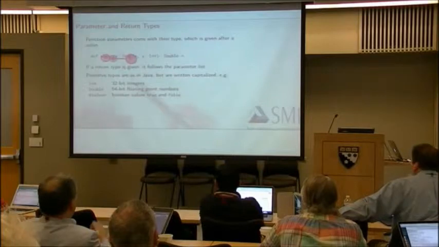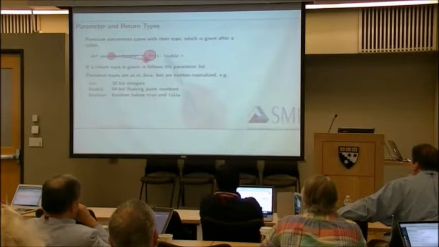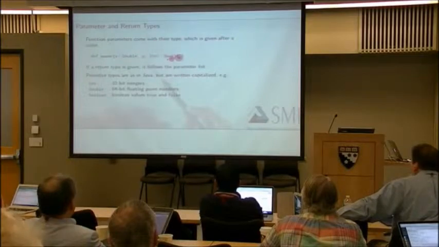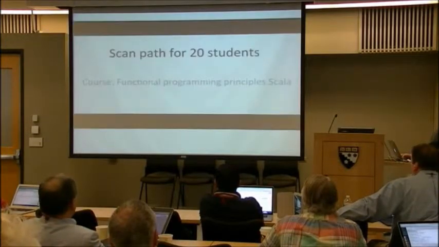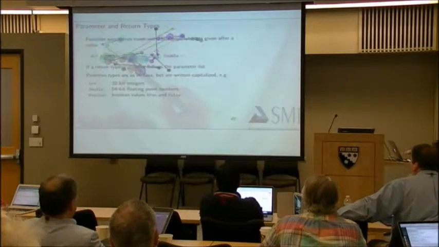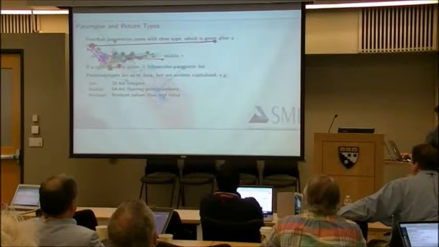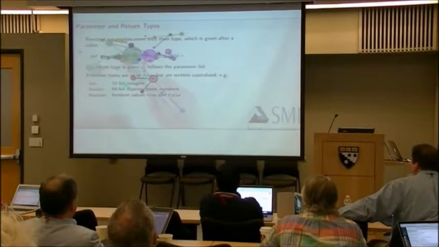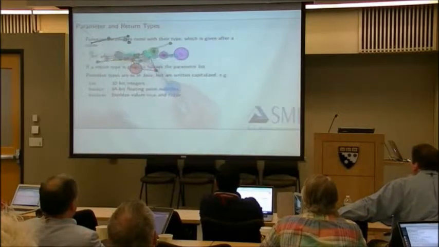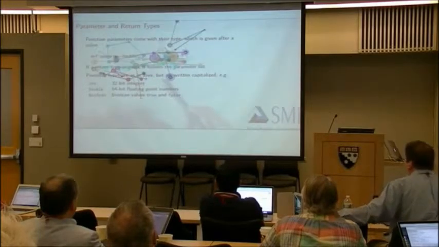You would write x colon double y colon int. You can also give the return type of a function that follows. You've seen in the last slide that function parameters come with their type. After the parameter name and a colon in Scala, so you would write x colon double y colon int. You can also give the return type of a function that follows.